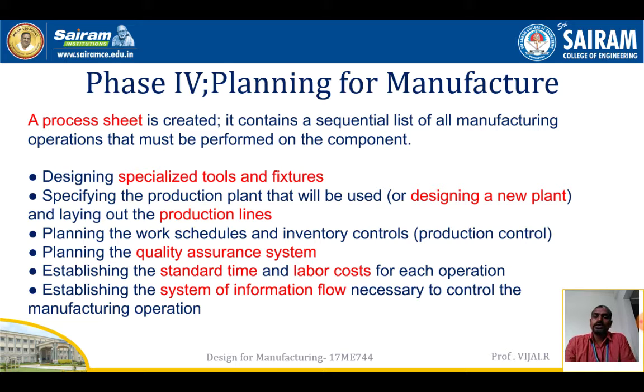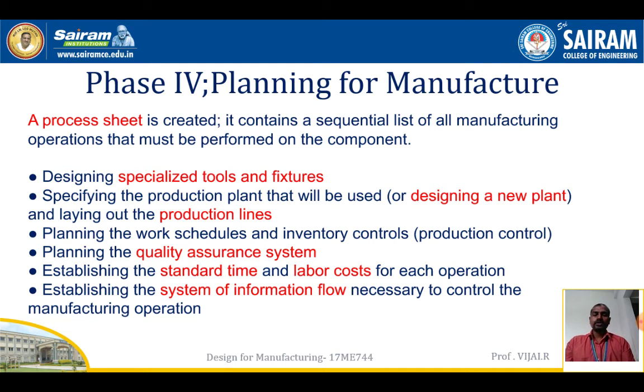Once the detailed design is done, we have to plan for the manufacture. A process sheet should be prepared, where we give the processes involved in the product and their sequence: first what process should be done, second what has to be done, until the product finishes, what are the steps to be considered, and on which machine it is to be done.